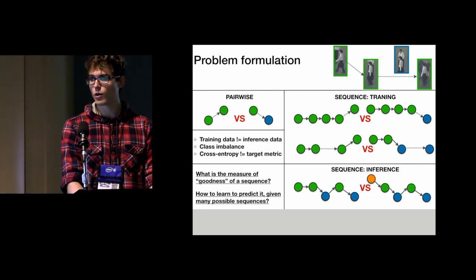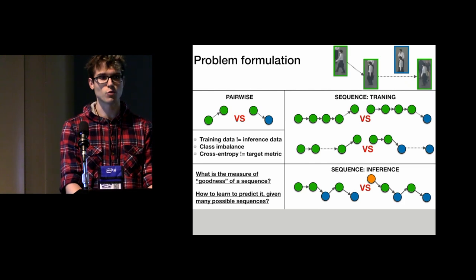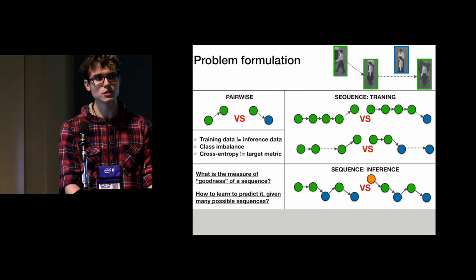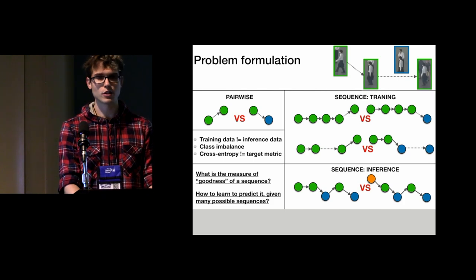Traditionally, in multiple object tracking, one of the most frequently used primitives is a pairwise potential, which tells us whether two detections belong to the same person or not. It could be posed as a classification or as a distance learning task, and it is typically trained on pairs or triplets of detections. It is a very natural thing.